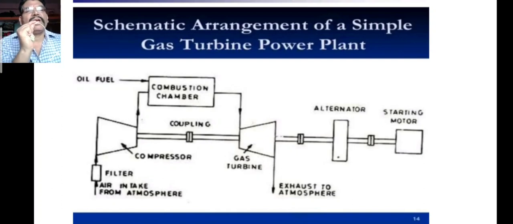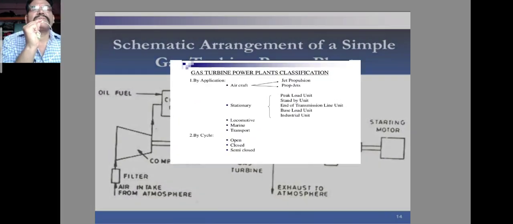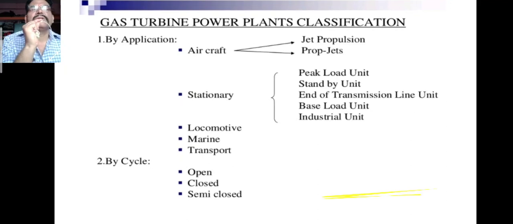When the alternator or generator is connected with the same shaft, with the help of the starting motor, there is generation of electricity. When the compressor is on, the air is taken in from the atmosphere with the help of the filter, and then exhausted to the atmosphere through the turbine. So this is the schematic arrangement of a simple gas turbine power plant.